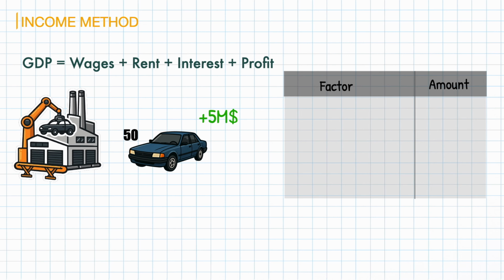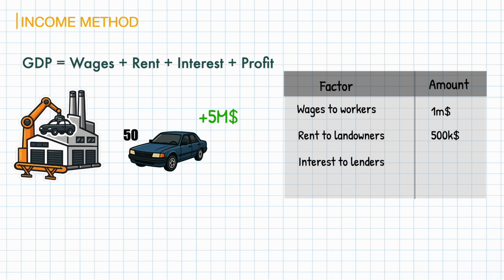Let us assume wages to workers is equal to $1 million. Rent to landowners is equal to $500,000. Interest to lenders is equal to $1 million. Profit to entrepreneurs is equal to $2 million. Total of all is equal to $4.5 million.